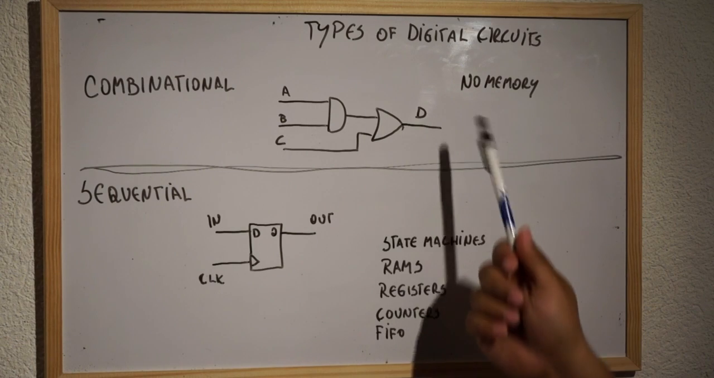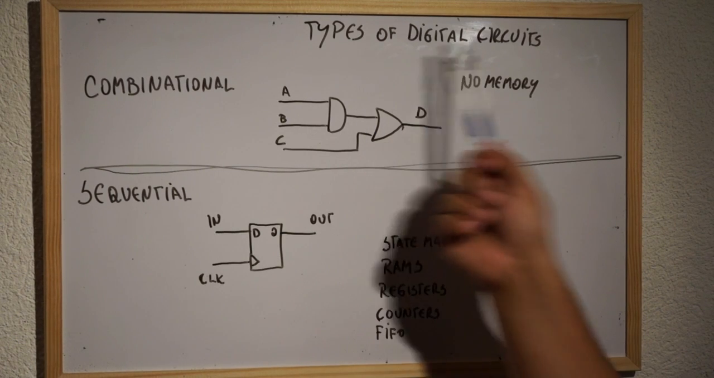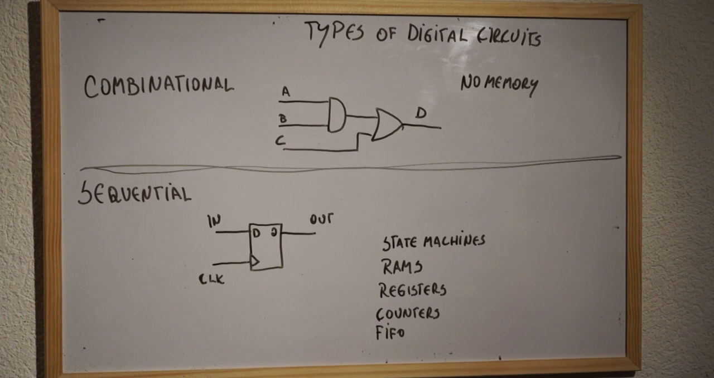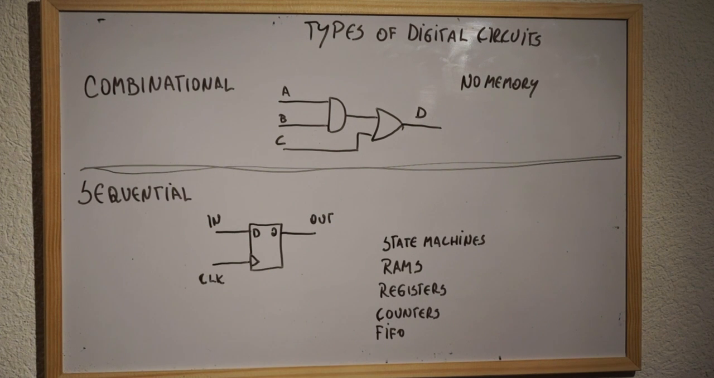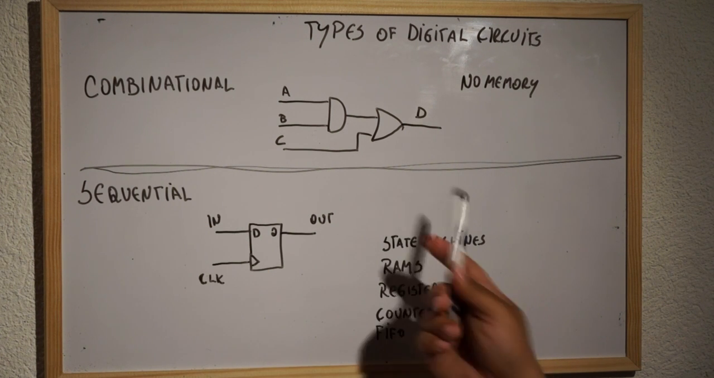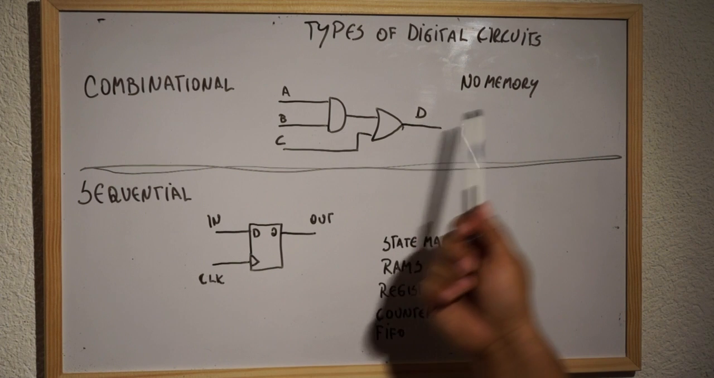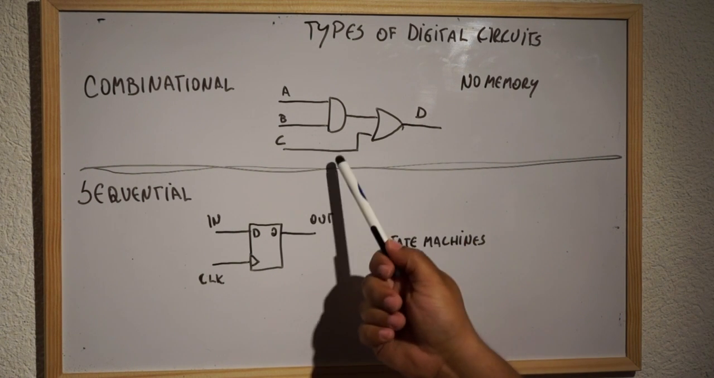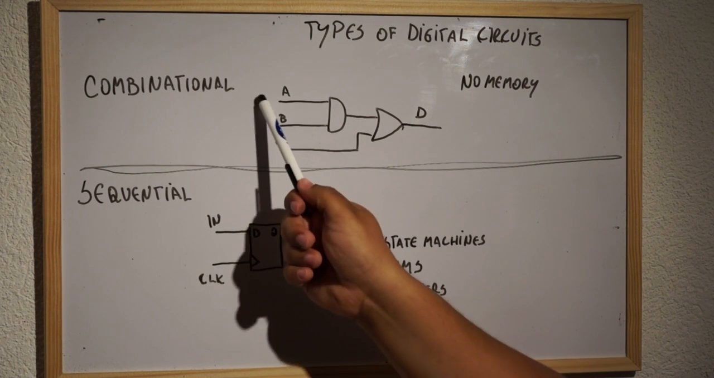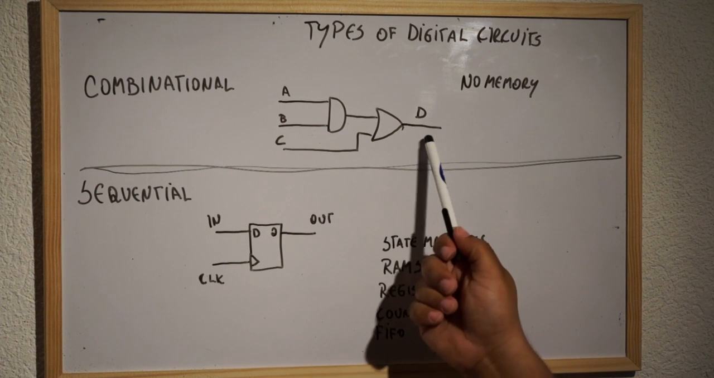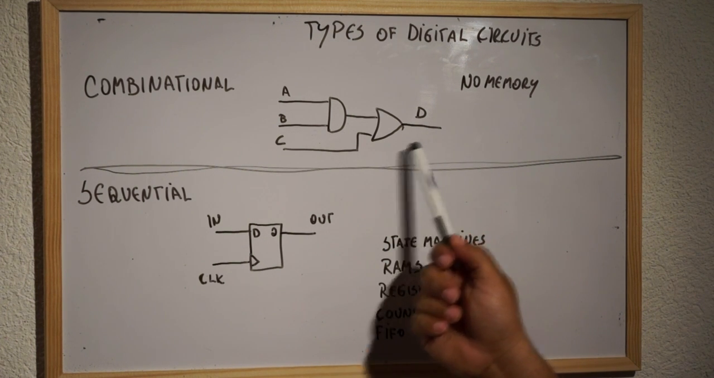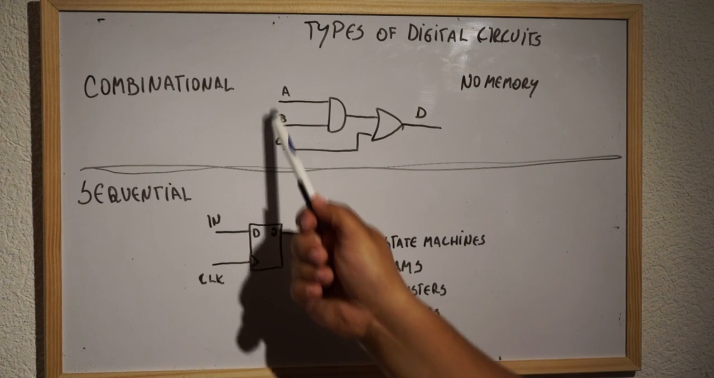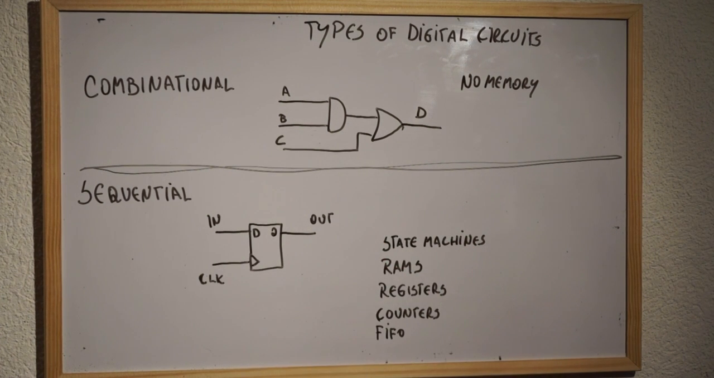Now that we talked about the logical gates, let's talk a little bit about digital circuits. Actually, we have just two types of digital circuits: sequential digital circuits and combinational digital circuits. The combinational circuit has no memory, which means, for instance, in this circuit here, if A or B or C changes, D will change immediately. There is no memory. D will change as a function of A, B, and C, regardless of time.